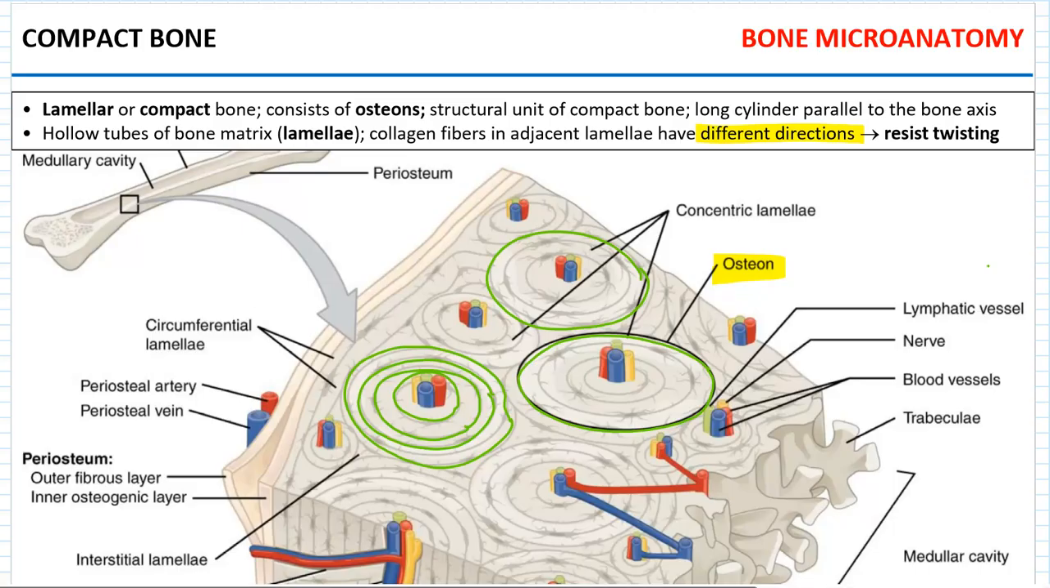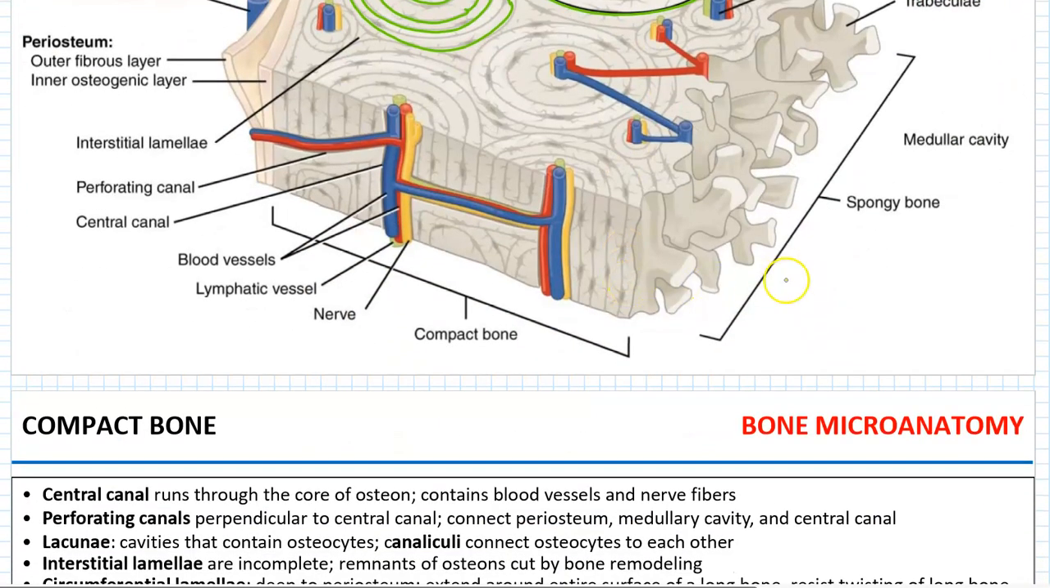Okay? In the center of each osteon is a central canal, also known as a Haversian canal, which contains nerves and blood vessels and lymphatic vessels. And you can see Haversian canals, or central canals, here in the side view. You can also see that those canals are connected to each other by horizontal perforating canals.